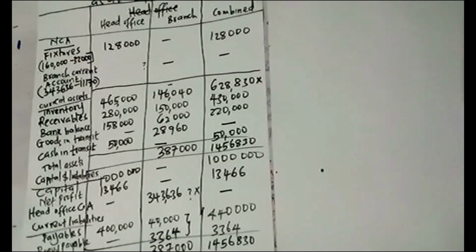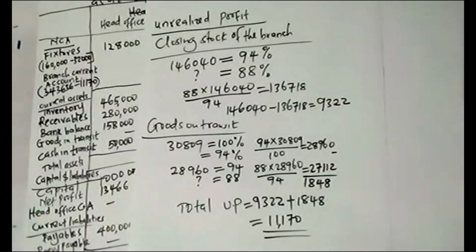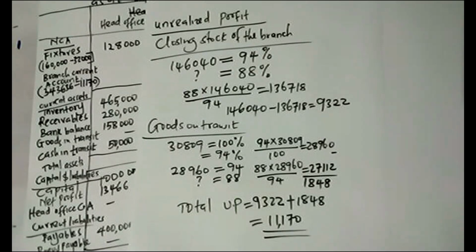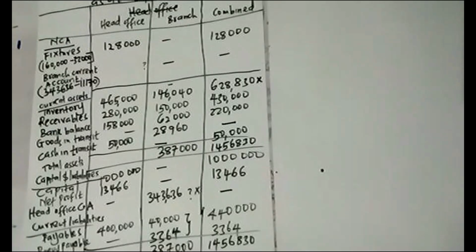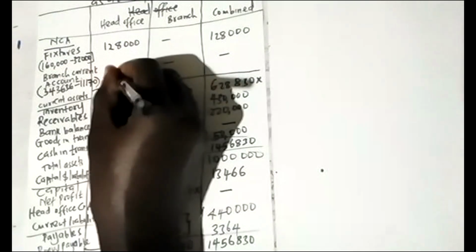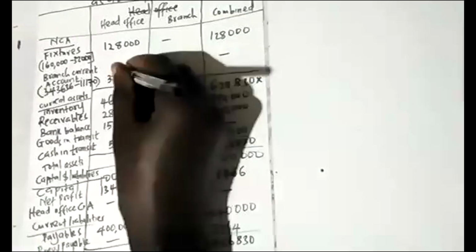I think we did that. You remember, I can display, you see where we got that. We did this, eh? That is the relevant thing we did on the closing stock and the goods in transit. So if I take my calculation, 343,636 minus 11,170, I'm getting 332,466.